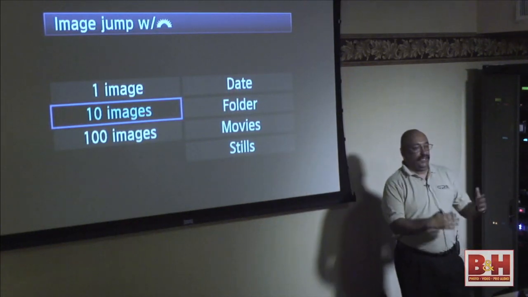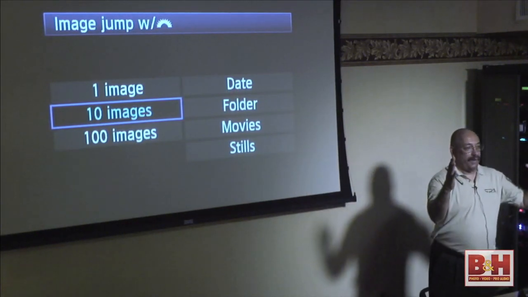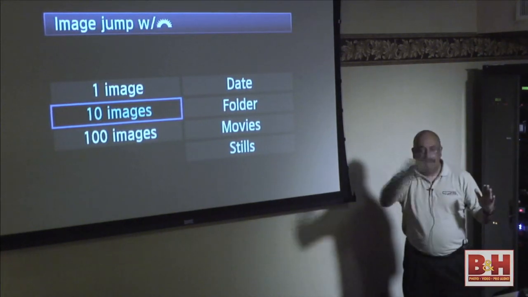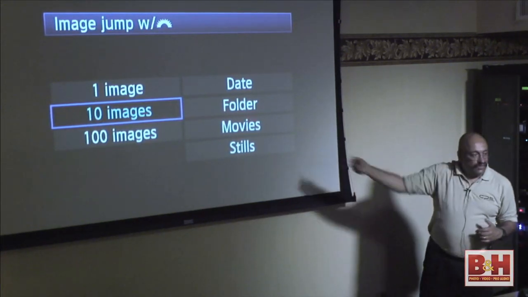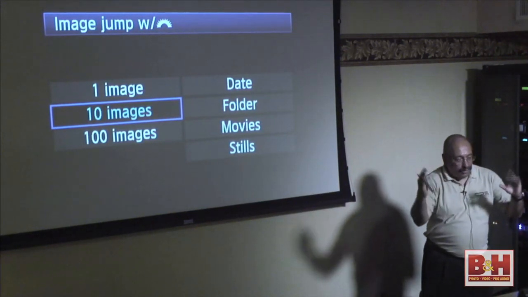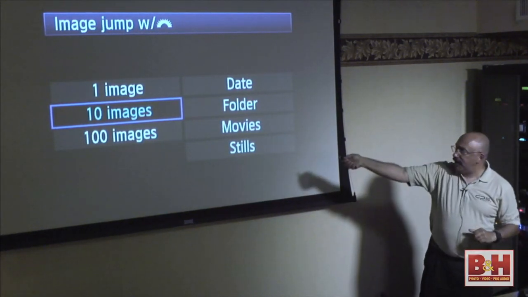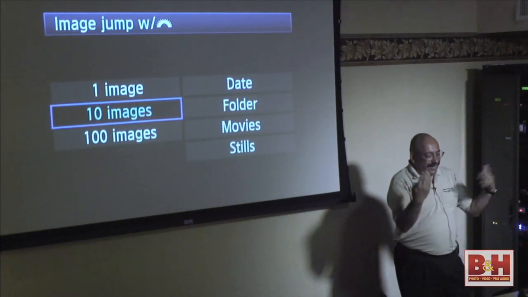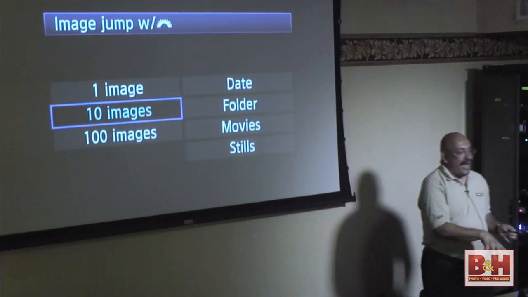So if you were on a trip to Europe and you had everything on one 32 gigabyte card, you can see the pictures from the first day, jump to the second day, jump to the third day. If you've set up different folders on the memory card, I'll show you how to do that in a few minutes, you can jump by folders, or you can jump from all your movies to all your stills. So that can be a quick way of playing your images back in the camera.